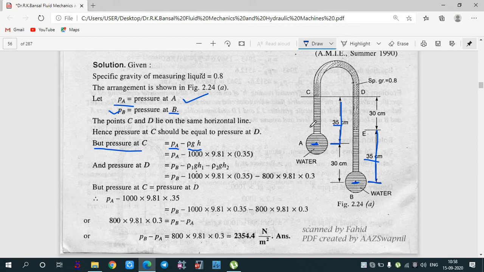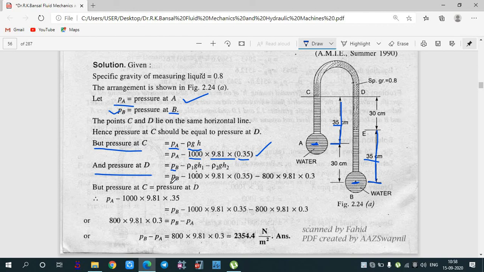Since the water is flowing, the water has a density of 1000, into 9.81, and this height, as I have told you, is 0.35. So this is 0.35, 35 centimeter means 0.35 meter. Okay, so this is the pressure at C. We now will calculate the pressure at D. Since it has two liquids, we need to calculate two different values. Whatever pressure has been created at this point will be PB, and the first liquid is water, rho 1 g h1 up to this height. Then the second liquid, that is rho 2 g and this height h2.